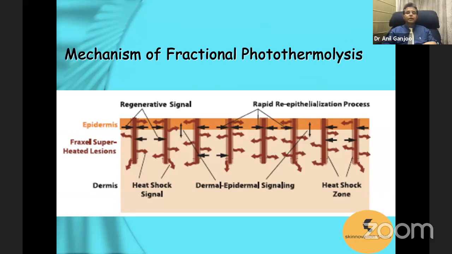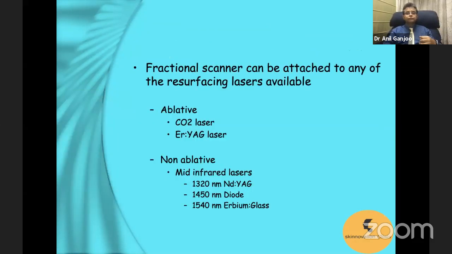This is a diagrammatic representation of what I've already told you. And fractional scanners can be attached to both ablative and non-ablative lasers. So all lasers are now coming with fractional mode. We have the CO2 laser and the erbium YAG amongst the ablative fractional lasers, and we have the Nd:YAG 1320, the diode 1450, and the erbium glass 1540 amongst the non-ablative fractional devices for resurfacing.